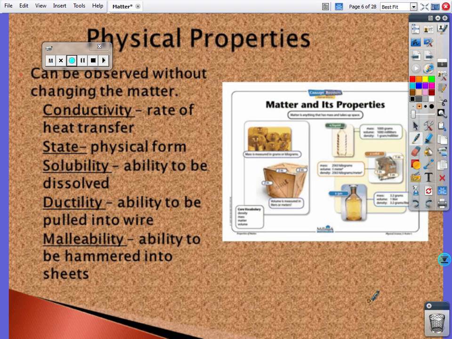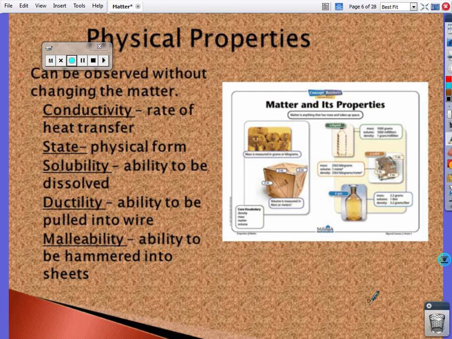Okay, physical properties. We're going to break down physical and chemical properties, and you're going to be doing lots of experiments on these. It says physical properties can be observed without changing the matter. So if I started with water, I still have water, but I can freeze it, I can melt it, I can change the color of it with food coloring, but it's still water. Those are physical properties. And these are the very specific ones that you have to know.